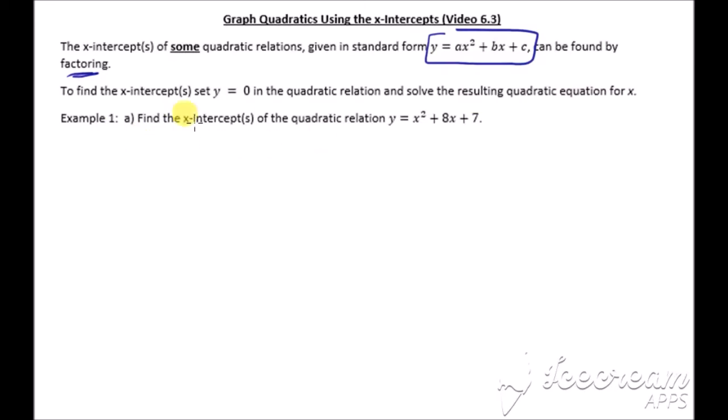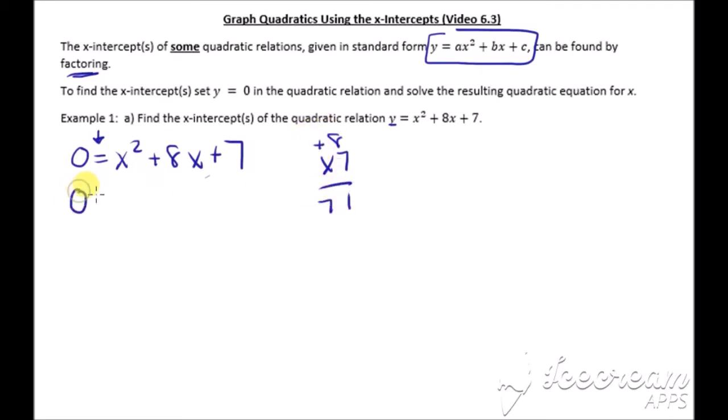So what we want to do for example 1, find the x-intercepts of this quadratic relation. So we want to sub y equals 0. Okay, and then all we want to do is factor. So we factored with expressions, and now this is an equation. The difference is an equation has an equal sign. So now all we have to do is product sum. So what two numbers multiply to 7 and add to 8? Well, it's 7 and 1. So I get 0 equals (x plus 1)(x plus 7).